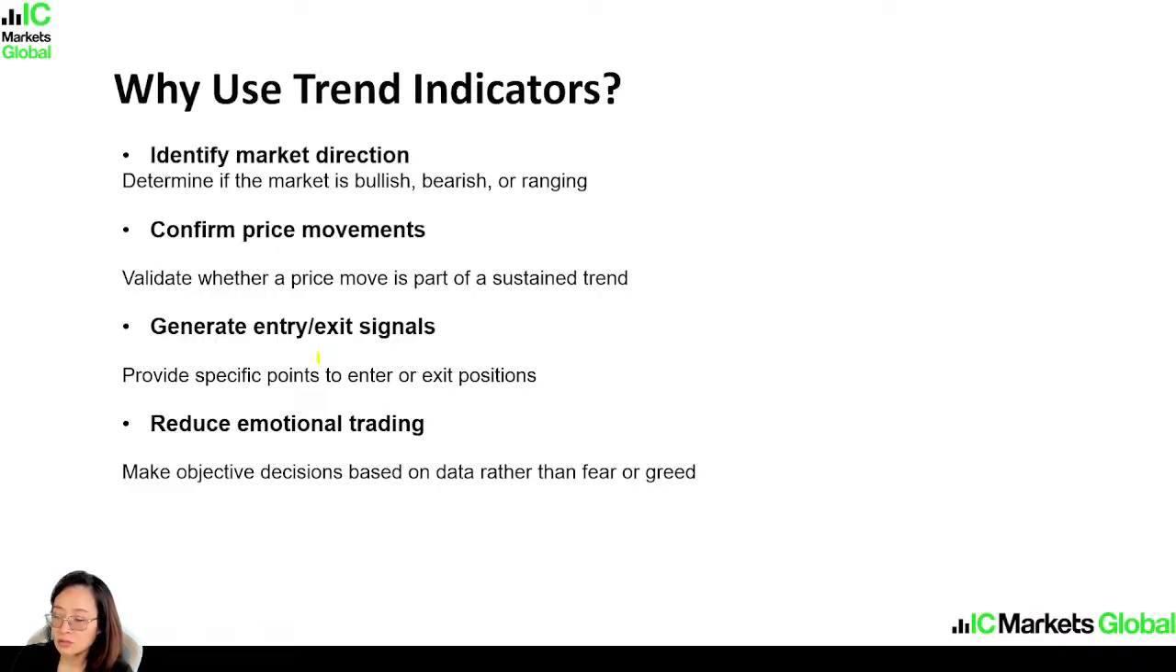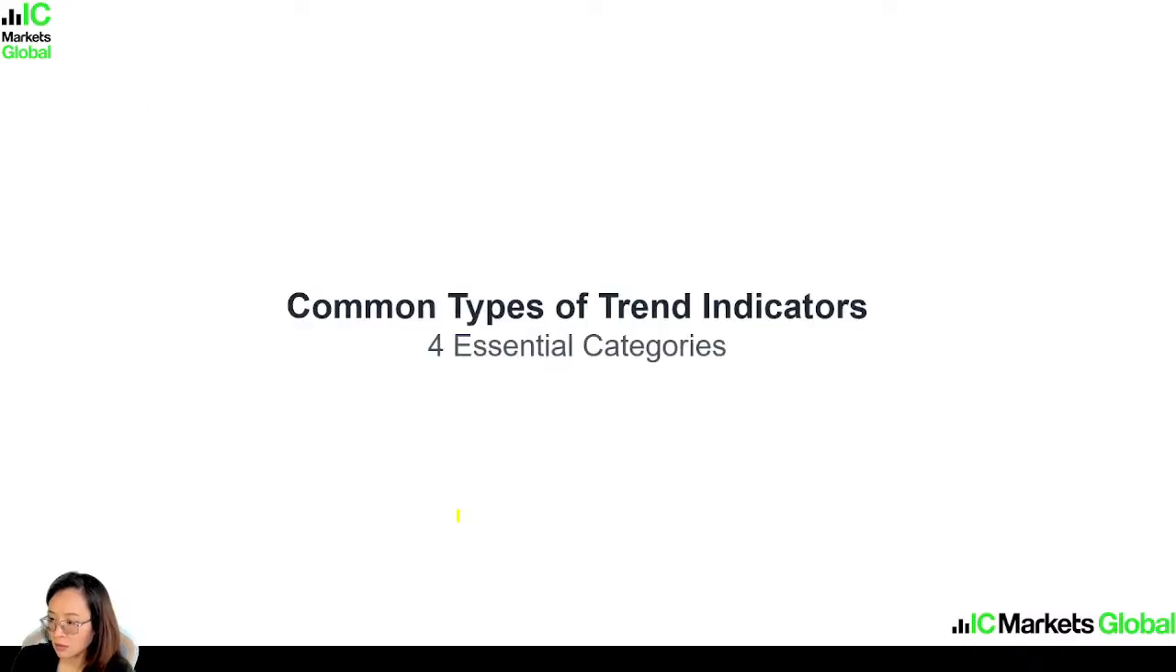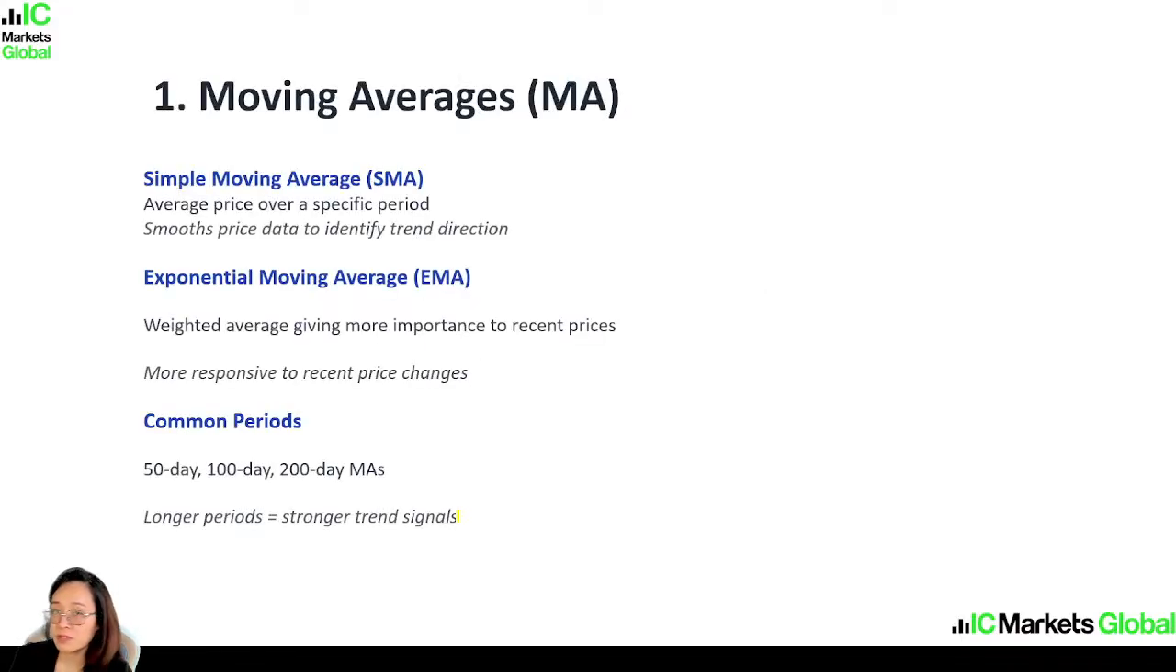All right, it also helps to reduce emotional trading, and make objective decisions based on data rather than fear or greed. Now, I'm going to share with you guys 4 common types of indicators. Some of you might know or might already be using these indicators. So there will be 4 categories that I share with you.